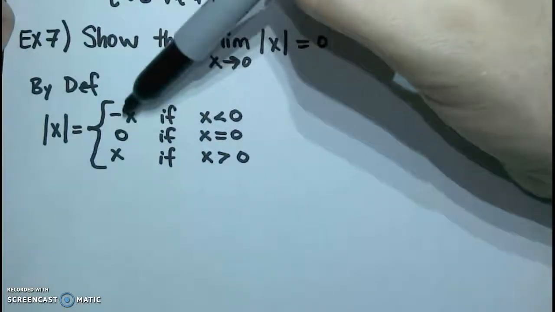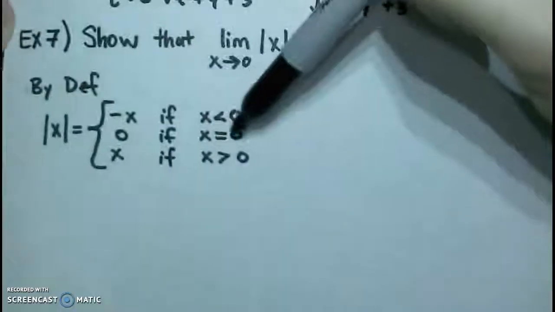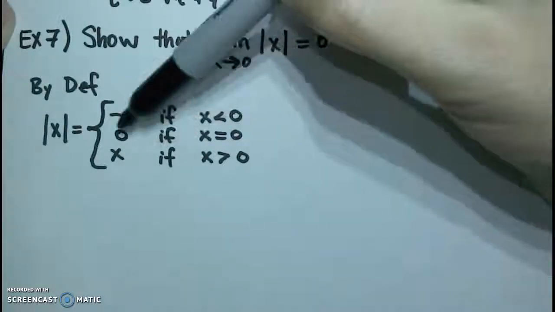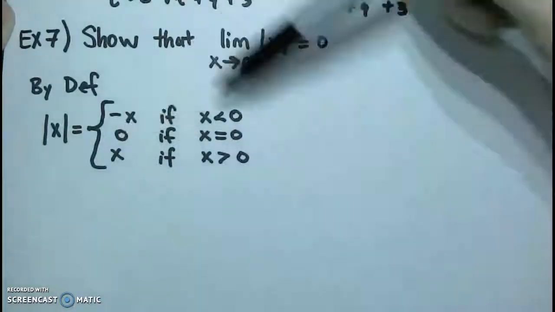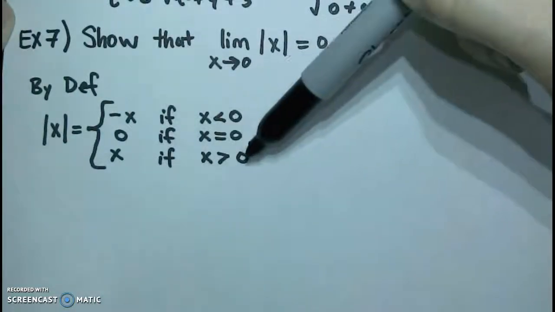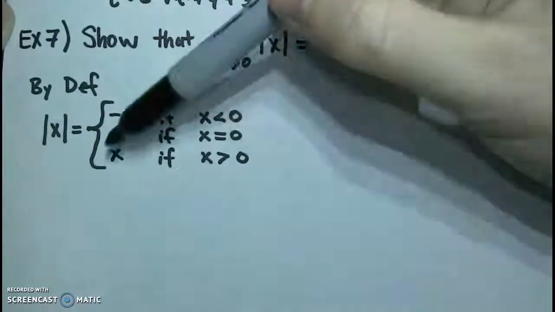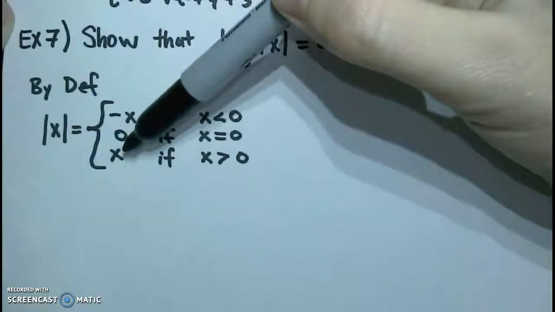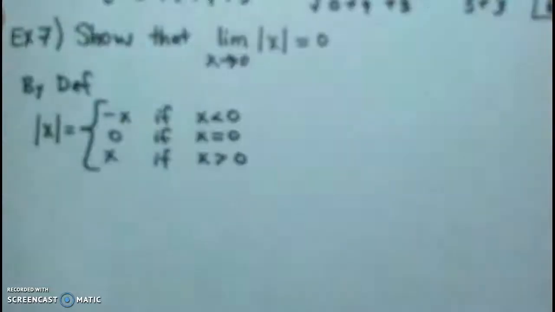So this is what the function does. If the value inside is 0, the answer ends up being 0. If the number inside the absolute value is positive or greater than 0, you just leave it alone. So the function does nothing. So the x stays itself.